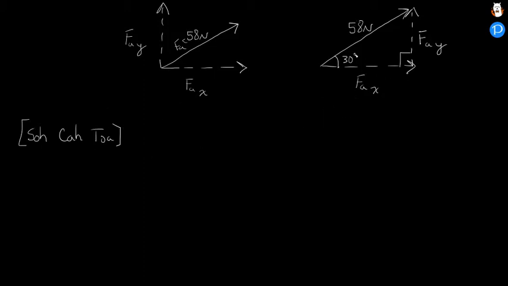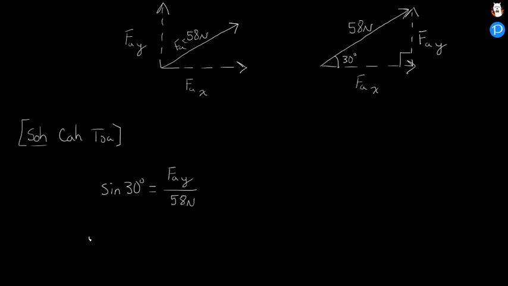And so what we're going to look at here is, let's say we do the sine of this angle that we know. So the sine of 30 degrees. We know that the sine of this angle is equal to the opposite side over the hypotenuse. Here's my opposite side, F, my force applied in the y direction, over my hypotenuse, 58 newtons. And so I have sine of 30 degrees, I have 58 newtons.